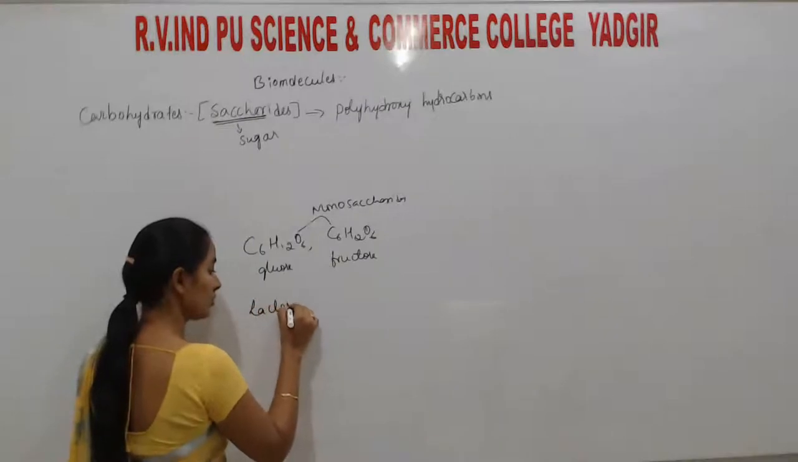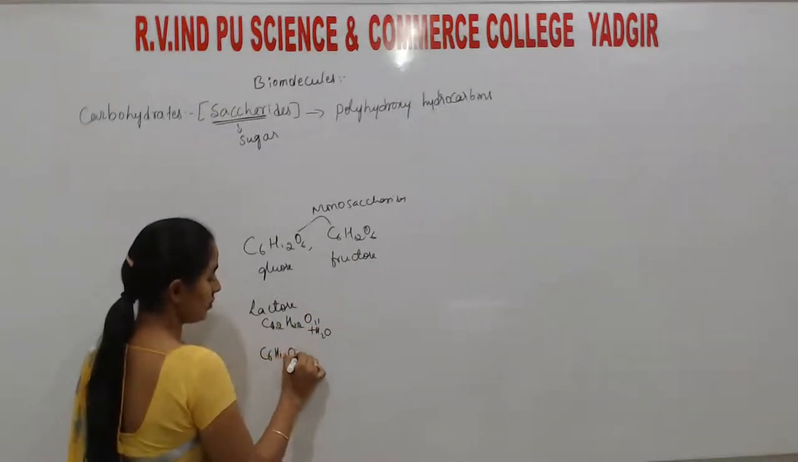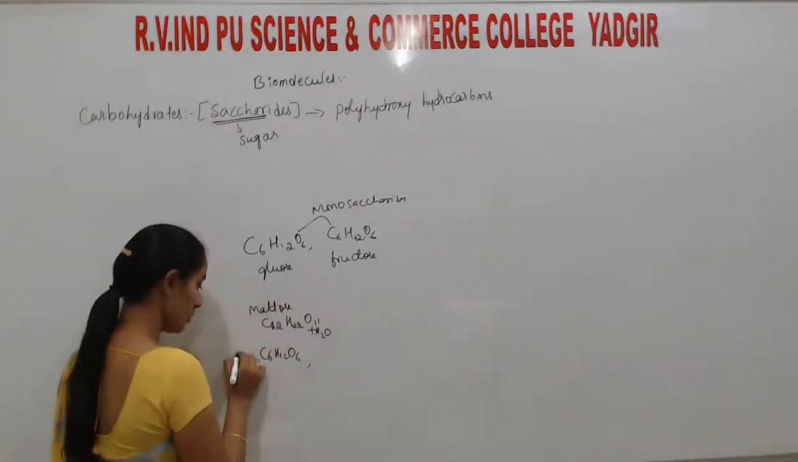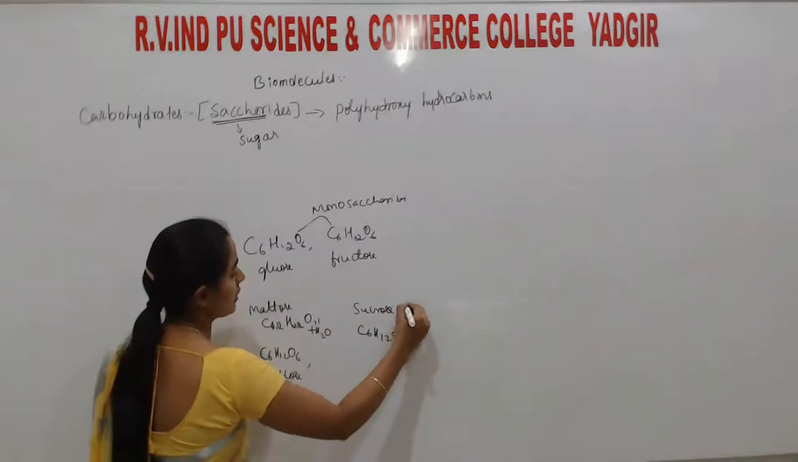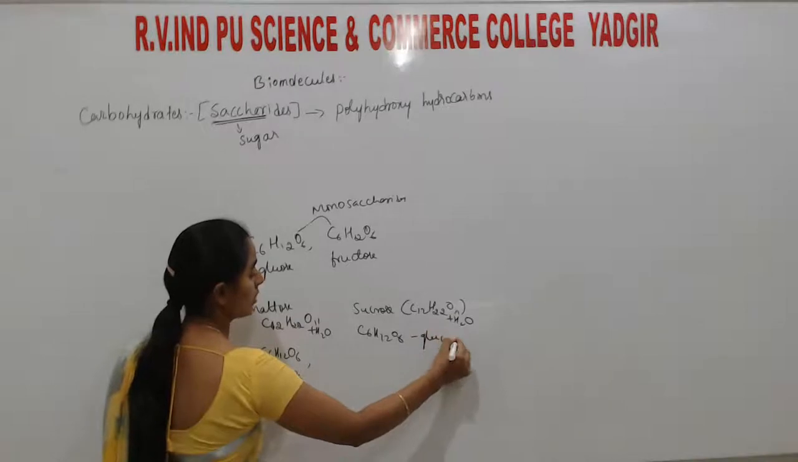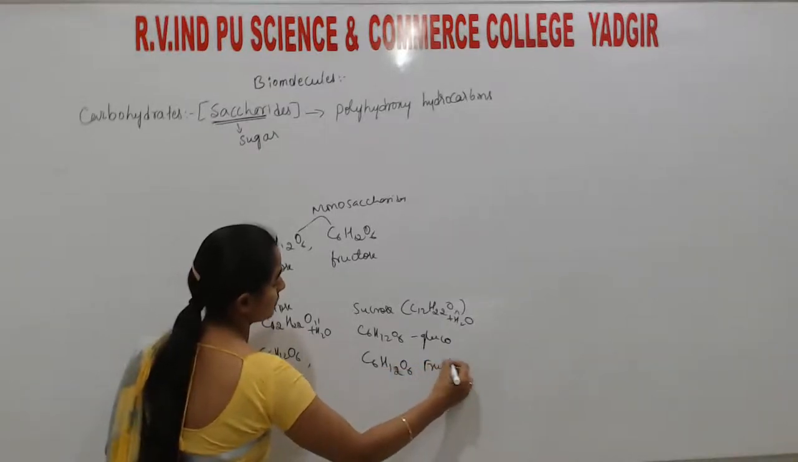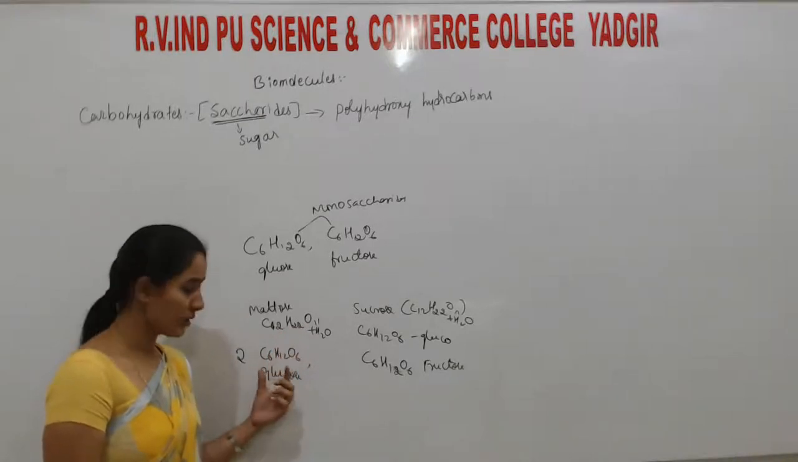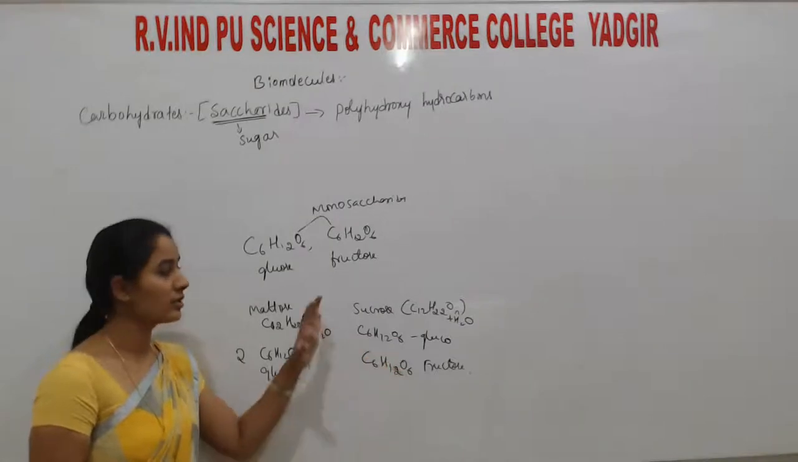But if you take lactose, C12H22O11, upon hydrolysis it forms C6H12O6 units. Or take maltose, which is two molecules of glucose. And sucrose, C12H22O11, upon hydrolysis gives one glucose and another, C6H12O6, that is fructose. These are disaccharides because they are made up of two monosaccharide units; upon decomposition they give two monosaccharides.